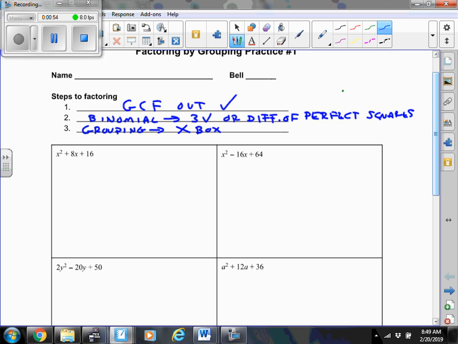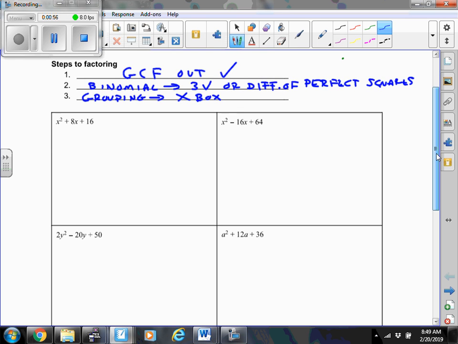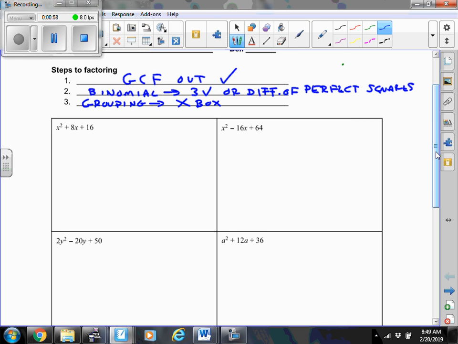I'm not going to do all these, obviously, because you need to demonstrate you understand it. So first example, what I'm going to do is first look for common factors. Now we know how to do the factor tree, so I'm going to skip over the factor tree part and go ahead and factor this out for you. It's x times x plus 2 times 2 times 2x plus 2 times 2 times 2 times 2.